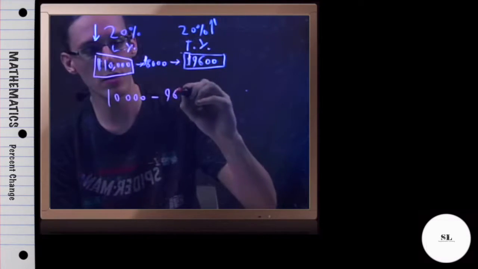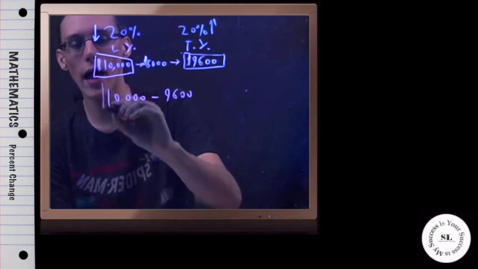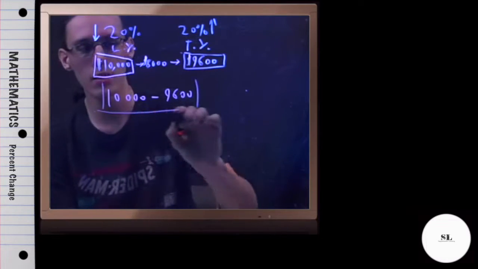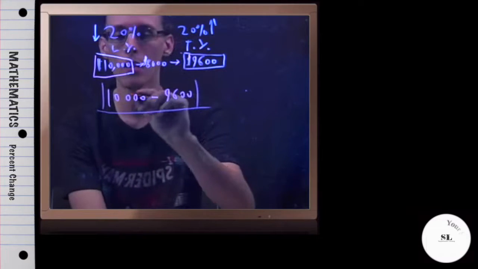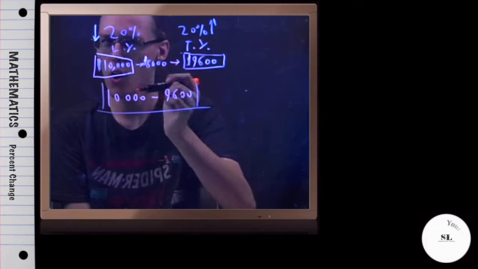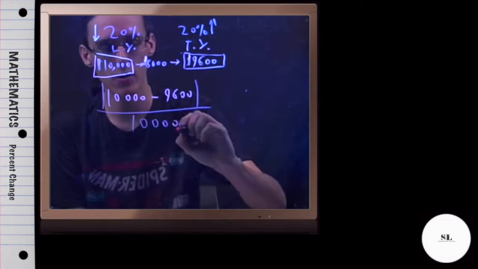minus 9,600. Now, as far as which one goes first, if you always just do absolute value, you'll be set because we are not concerned about the sign as long as we notice this is a percent decrease. We'll just say that. So it's going to be the difference, 10,000 minus 9,600, over the original value being $10,000.